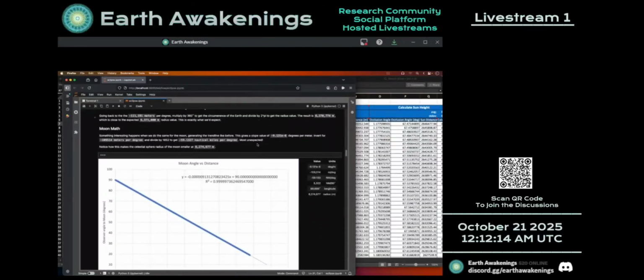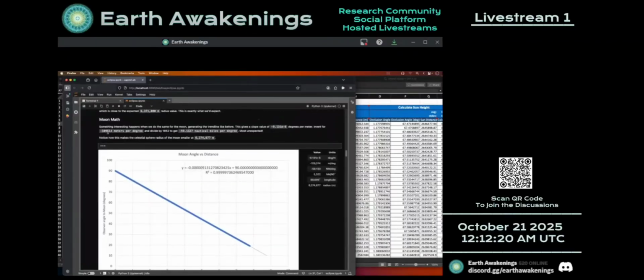If we generate the trend line right before, this gives us 9.13 e to the -6 degrees per meter. Invert to get 109,000, and then we divide by 1852, we get 59.1327 nautical miles per degree. Most unexpected. And then when you continue the math out, that results in a smaller radius value of 6.27 million meters.